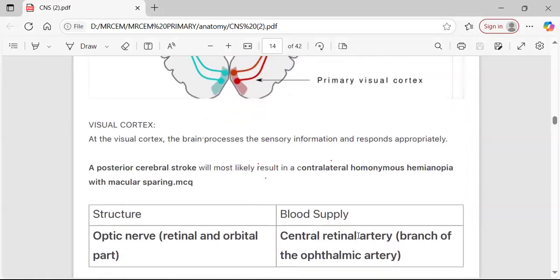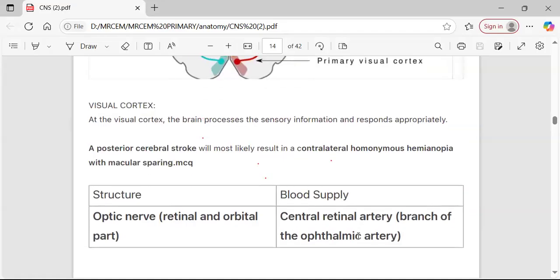Okay, so always remember, if there's a posterior cerebral stroke, that will lead to a contralateral homonymous hemianopia with macular sparing, because that is in the occipital lobe, and there is a dual blood supply from the middle cerebral artery and posterior cerebral artery. So that's why there is macular sparing.